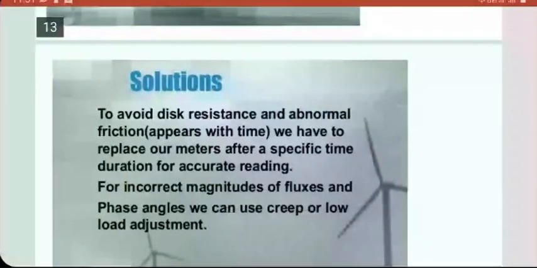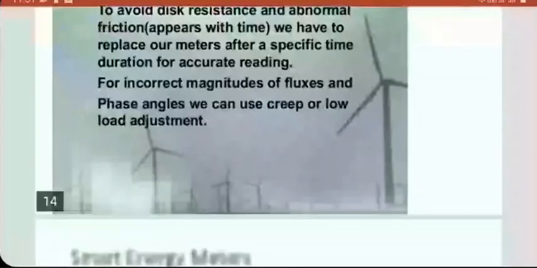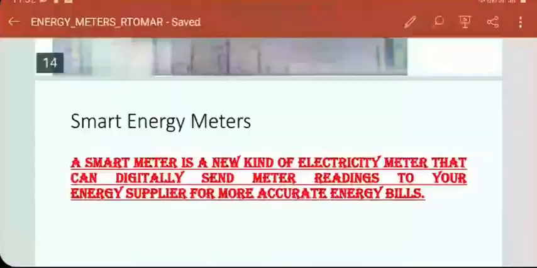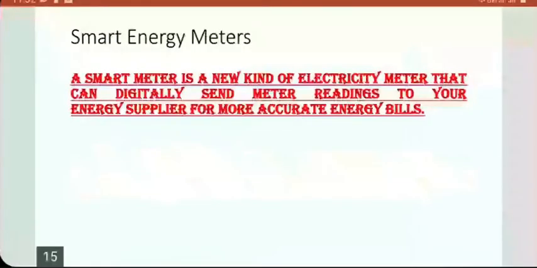There are adjustments given inside which mechanics play with to get the operation back to normal in many cases. Smart energy meters are also there nowadays. They directly send the reading to the headquarters. Nobody has to come to your place to take the reading. Basically, it's wireless transmission of the data using a small antenna inside. It is getting more and more popular in several parts of the world.